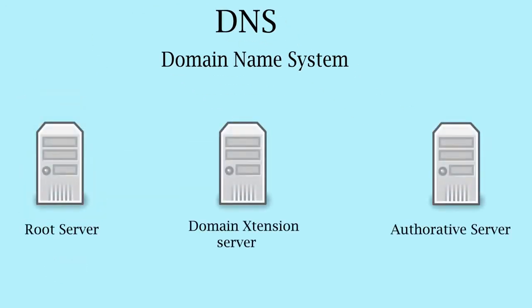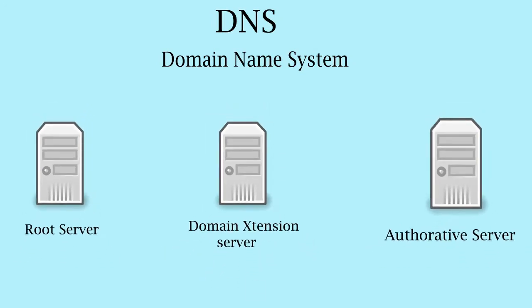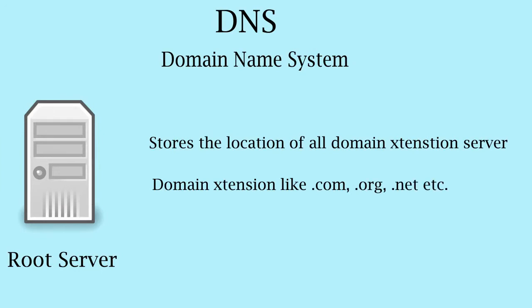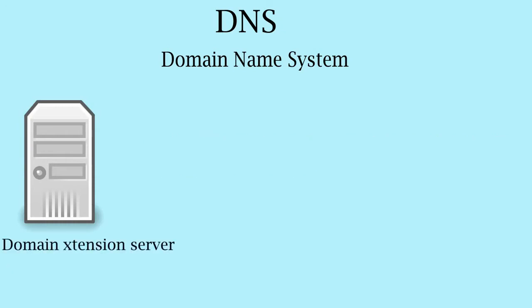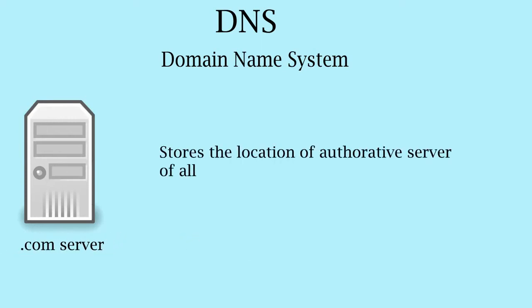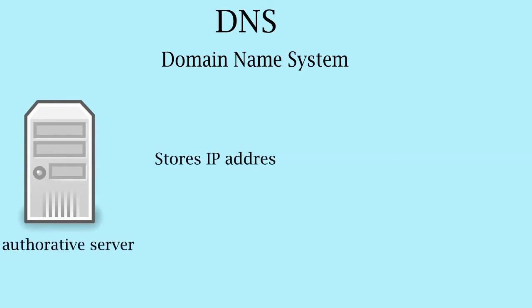Three servers participate in this system: root server, domain extension server, and authoritative server. Root server stores the location of all domain extension servers, like .com server, .org server, .net server, etc. In our case, it's the .com server. Domain extension servers, for easy understanding, let's change this to .com server. It stores the location of the authoritative server of all domains ending with .com. The authoritative server stores the IP address for some domains.